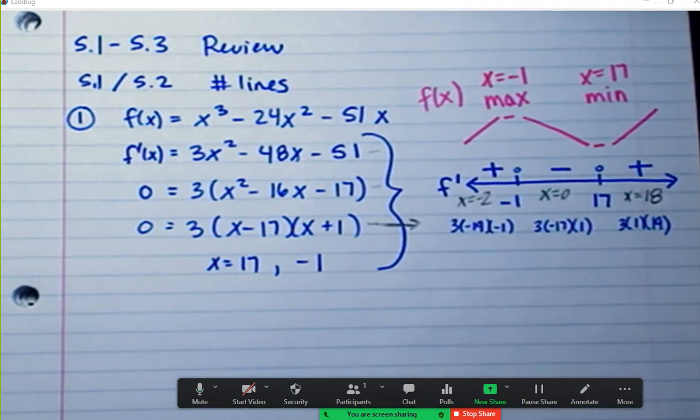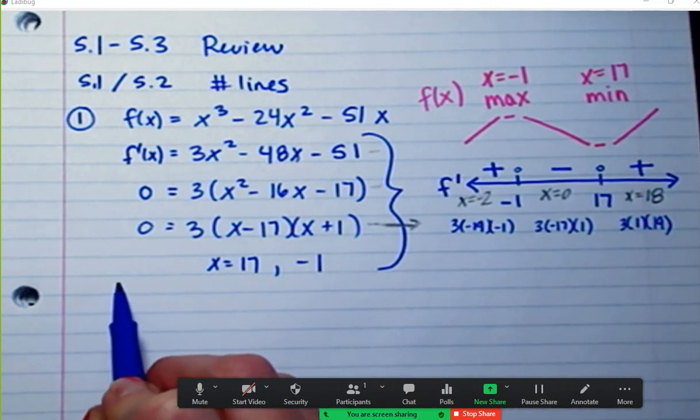You have to label your number lines. You have to. Because all the work is going to look the same. But depending upon which number line it is, it's going to tell you different things. Okay.